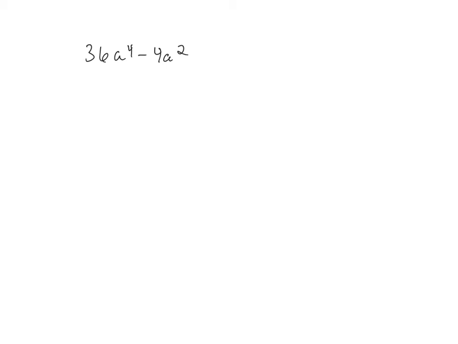Okay, well, what's in common? That's always first. So what's in common? 36 and 4, I can divide by 4, so let's take a 4. And then they each have, this has 4 a's, a to the 4th power, a to the 2nd power is 2 of them, so they have an a squared in common. So then divide, 36 divided by 4 is 9. There were 4 and I took out 2, there's 2 left. 4 divided by 4 is 1. Took out a squared.